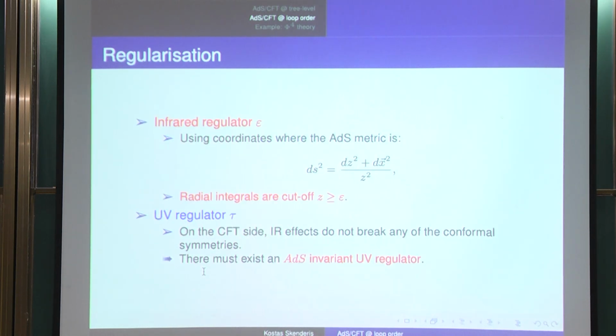Okay, the regulators. The infrared regulator is the one we discussed earlier at tree level. This is the metric in AdS, and I cut off the result in this fashion. Now about the UV regulator. First, what type of regulators would we expect? We know that on the CFT side, infrared effects do not further break the conformal symmetries. The breaking of conformal symmetries happens in the UV, not in the IR. So this means that there must exist AdS-invariant UV regulators.